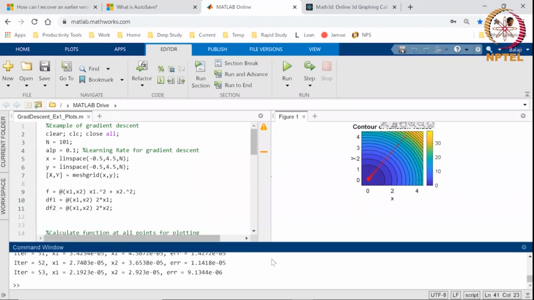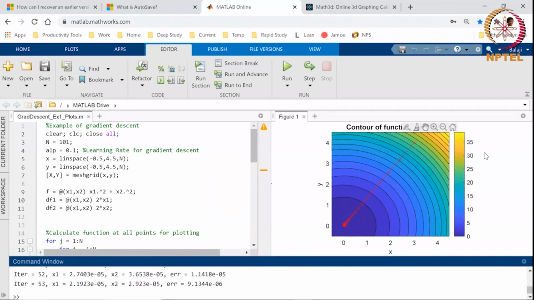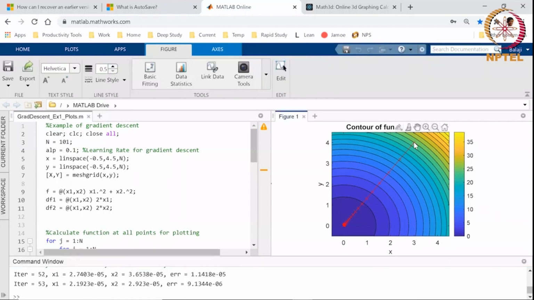We will play with alpha values a little bit to show you. Now notice, these are my contours. I started at this point, 3, 4. The next point after that iteration was 2.4, 3.2. Now notice something, and this is why I plotted it. Roughly, the direction in which each point moves is perpendicular to the contour. That's because we are moving along the gradient.